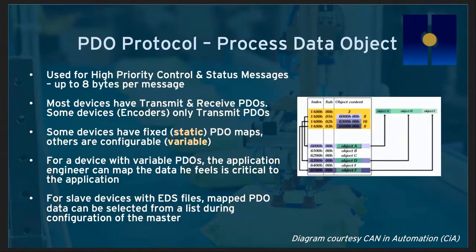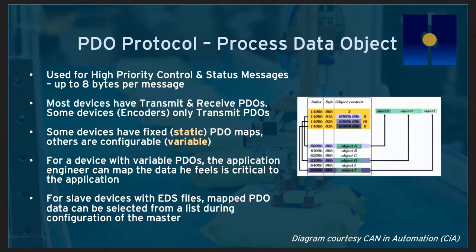Now the PDO protocol, that's called the process data object. That's your runtime data. Okay, that's for high priority control and status information. It stands for process data, or what's happening at runtime. Now, most slave devices, as well as master devices for that matter, have both transmit PDOs and receive PDOs.